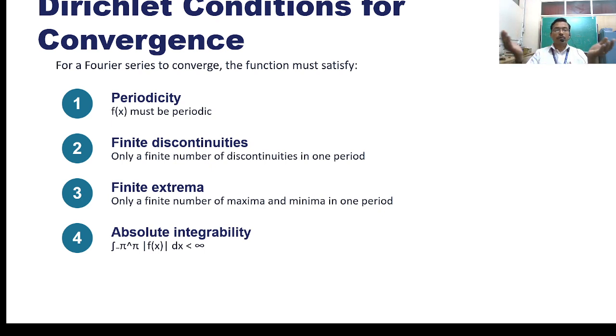The function should not have an infinite number of extrema. That means within the given range, the function may have only finite minima or maxima, or it may be a constant function. The last, fourth condition is we should be able to integrate the function. f of x should be an integrable function.